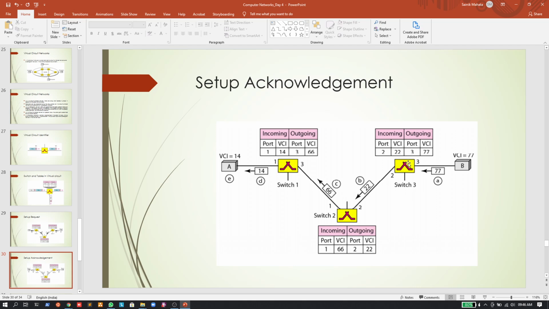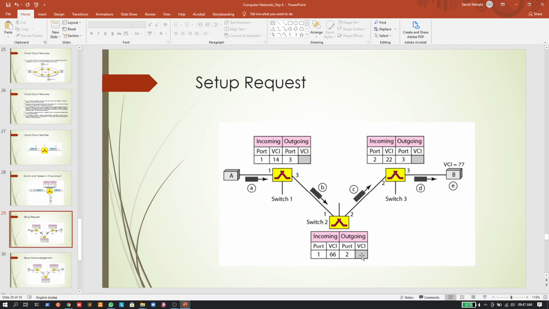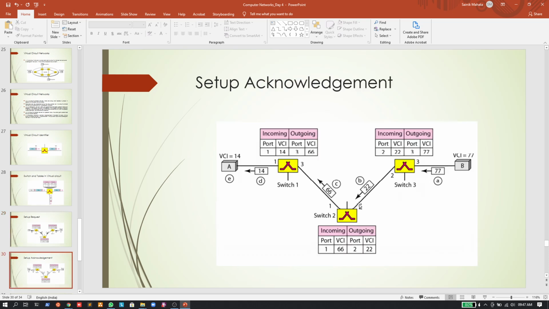Again, if you go to the first part of the switching routing table, you can see that from port number 2 it will be outgoing, and the VCI is 22. Whatever packet comes out of switch 3 from port number 2 will contain the data 22. Now whenever switch 2 receives the data 22 at port number 2, if you remember in the previous example the VCI was missing, but now you can see that it will update the VCI with the data of packet B. So you can see that it has updated the VCI here.